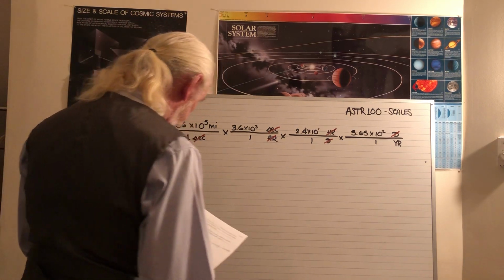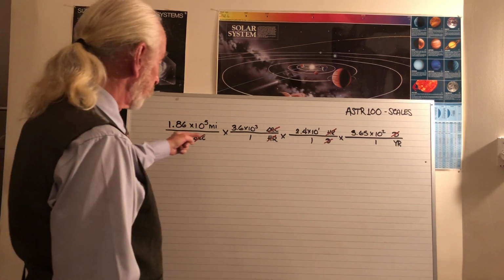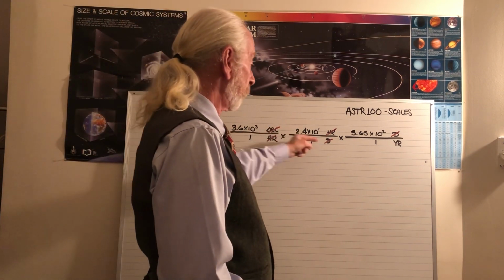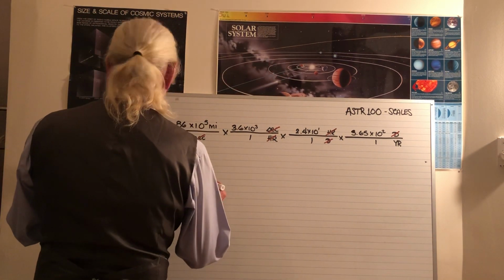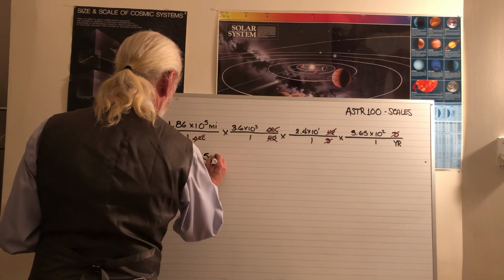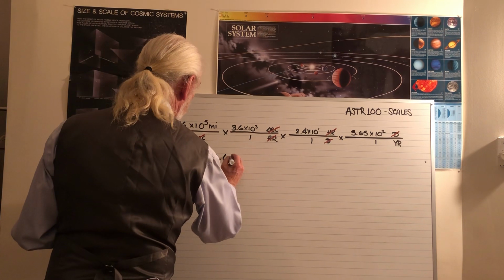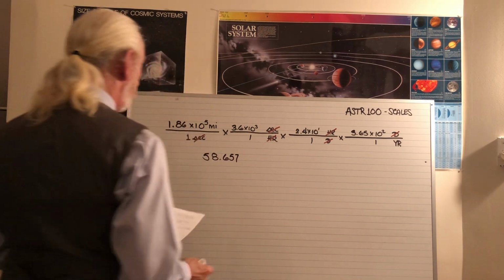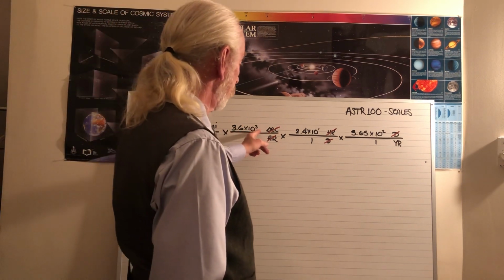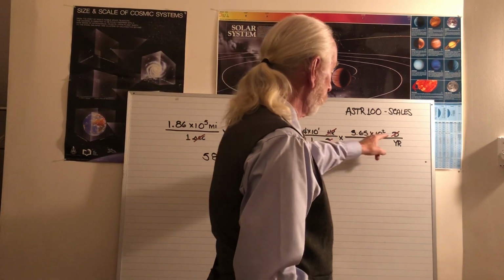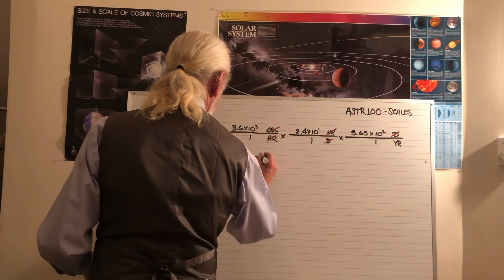So, first I'm just going to multiply the coefficients, just like I showed you. 1.86 times 3.6 times 2.4 times 3.65, and I get 58.657. Now I'll add up the exponents. 5 plus 3 is 8, plus 1 is 9, plus 2 is 11, times 10 to the 11th miles.